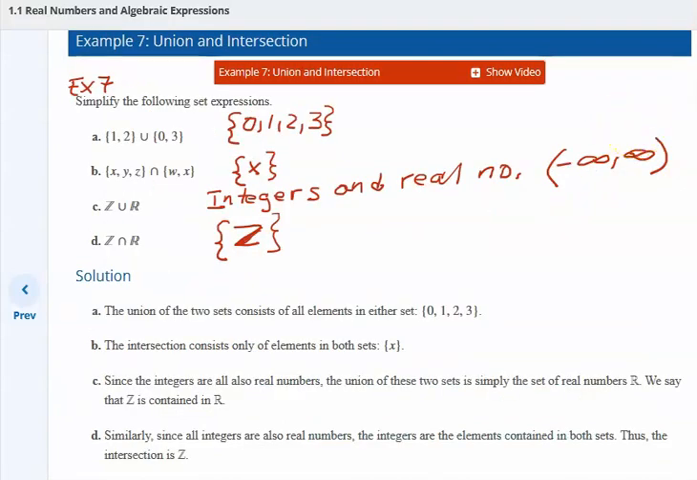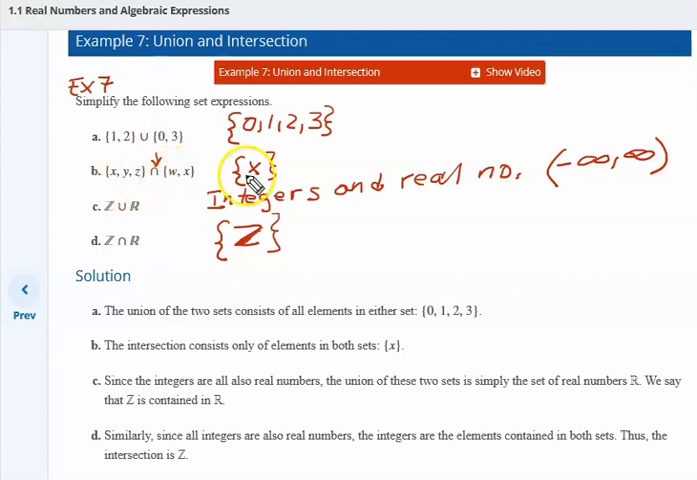In example 7 now, I've shortened it a little bit. So they're asked to simplify the following sets. So here we see set 1, 2. That's an interval notation or a set notation. These are braces here. And in union, we would just list the elements that are listed there. Again, set notation. Now here, again, we're looking for intersection.